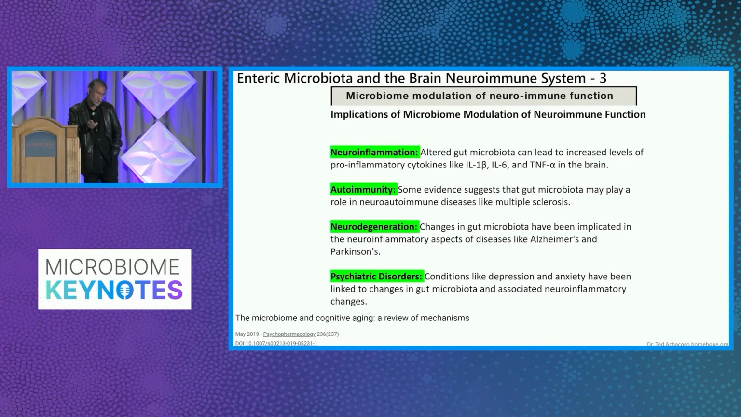Autoimmunity, neurodegeneration, they're implicated in neuroinflammatory aspects of Alzheimer's and Parkinson's. I have a few of these patients, and one of the first things that I do really is to clean up the gut and decrease total body inflammation, because an inflammation in the gut will already give you a clue that the brain is also inflamed.